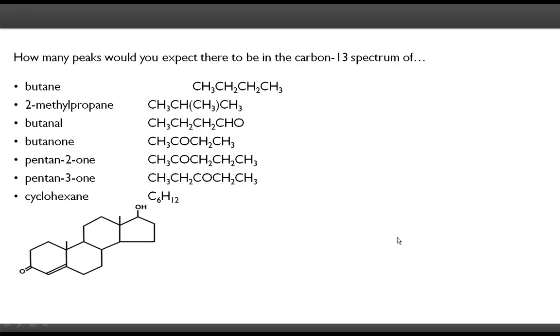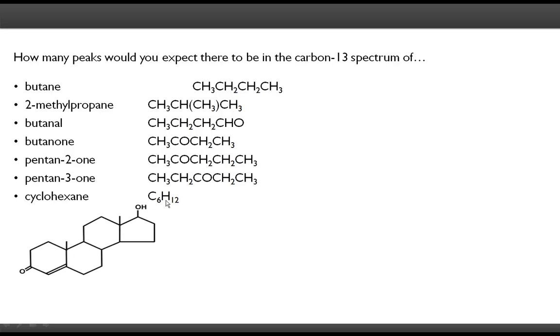Because at least in the broadband decoupled NMR, when we say carbon NMR, we normally refer to the broadband decoupled spectrum. So we don't quite expect you to do the hydrogen coupling and show it as a triplet or a doublet or a quartet, right? So that's something you should keep in mind. Nowadays we don't even run those kinds of spectra because we have DEPTs and APTs, right?